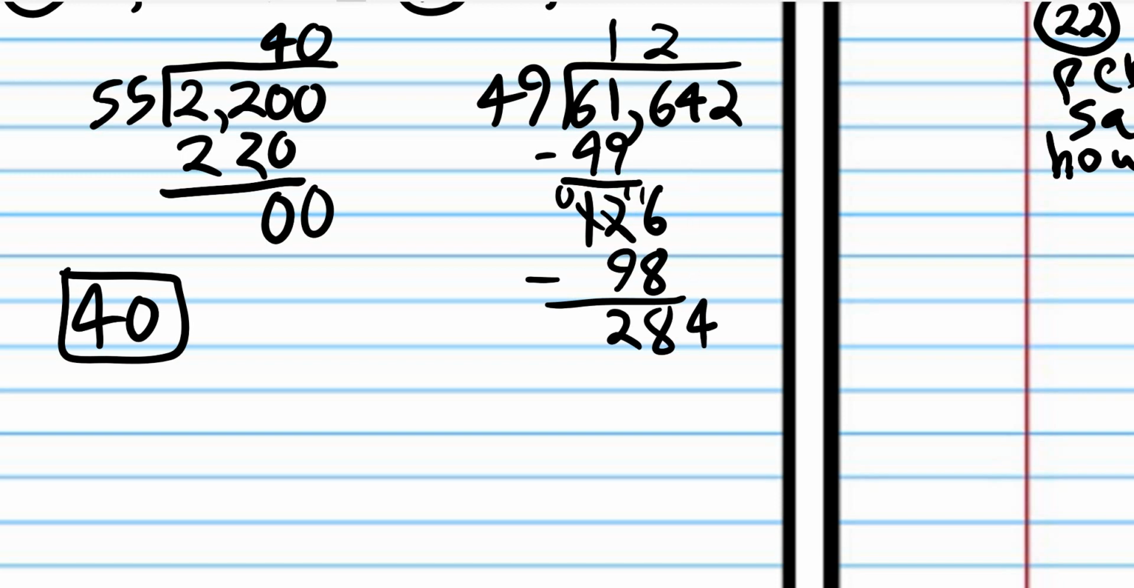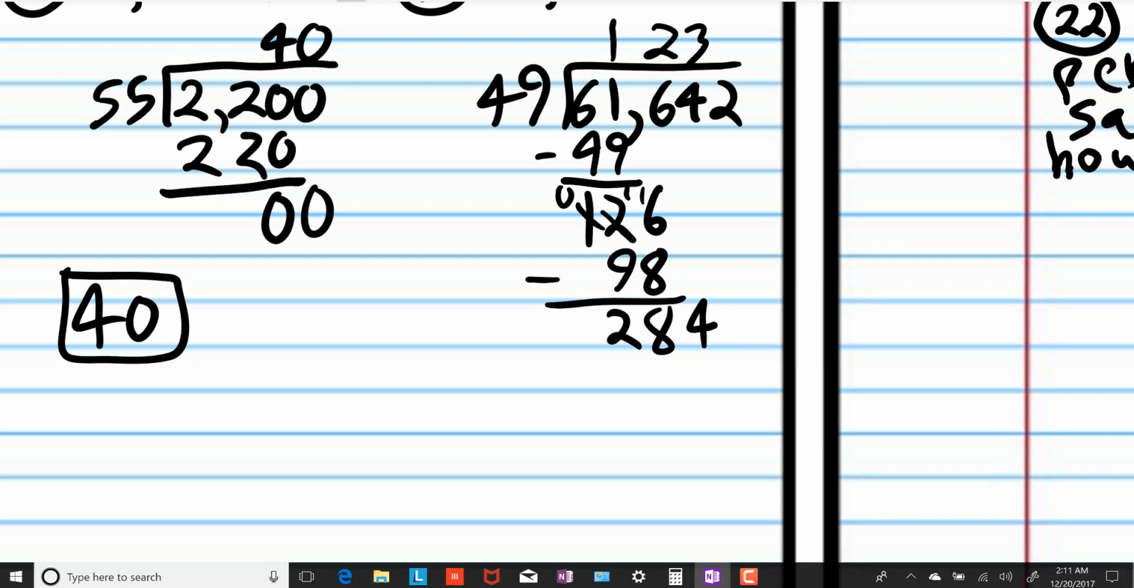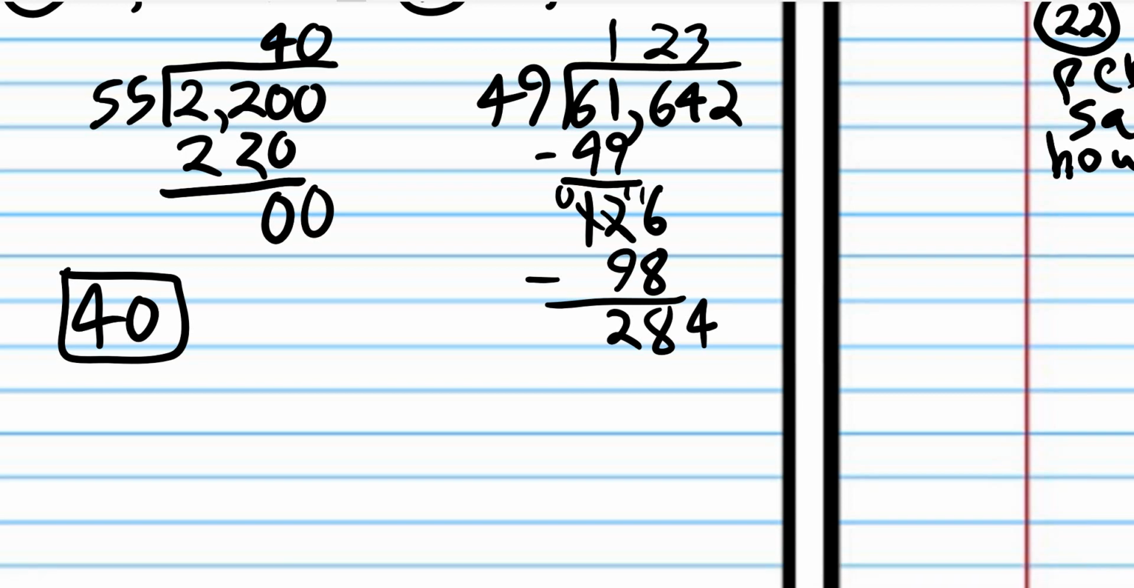We get 4. 49 into 284. I'm going to pretend that 49 is 50 again, or else it becomes really difficult. 50 plus 50 plus 50 plus 50 is 200, plus another 50 is 250. And it's probably going to be 3 times, it looks like. So 3 times 49, that would be 147, I believe. 120 plus 27 is 147.